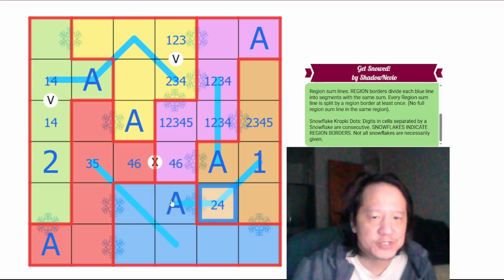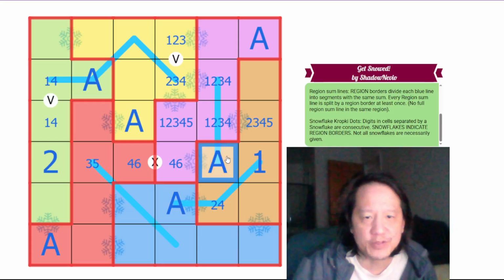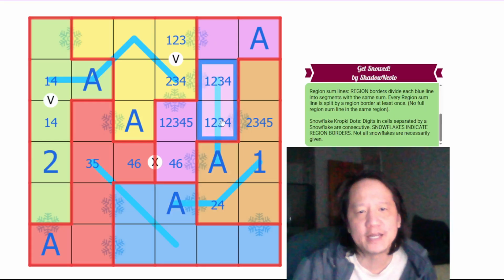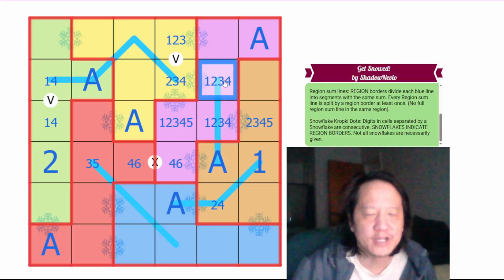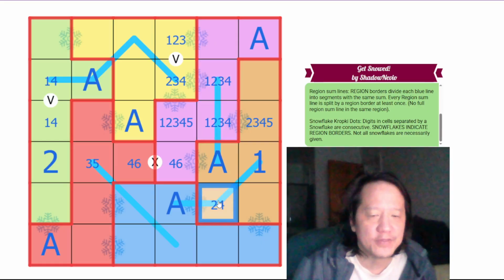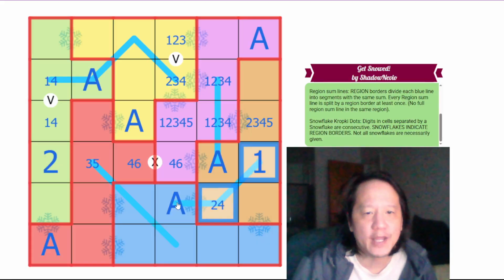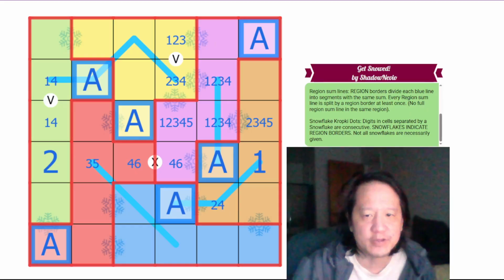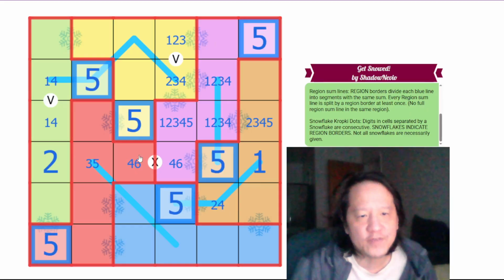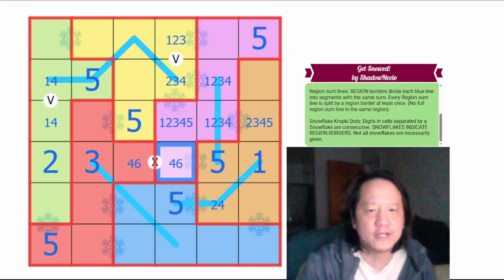But say A was 3, then this would be 3, this would be 3, and these two digits must add up to 3 also, because this is of the region sum line here. But this would guarantee this is 1 and 2, and this would have to be 2 to add up to 3 here. So A cannot be 3. A has to be 5. So A is 5, which forces this to be 3.